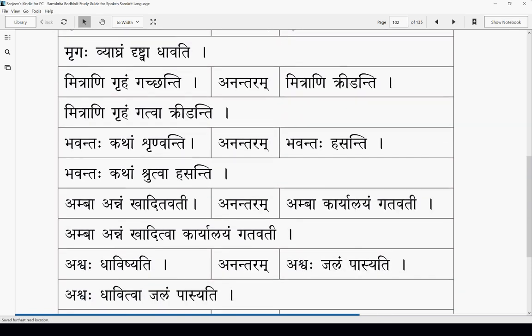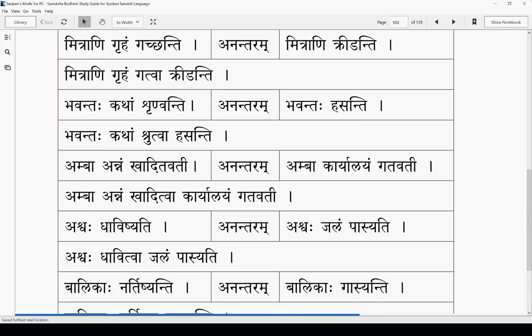Now if you look at another example, I think it is the next one. Yeah. Ashwaha dhavishyati anantaram ashwaha jalam pasyati. Now dhavishyati, pasyati both are in the future tense, bhavishyat kala. Pasyati means will drink. Ashwaha jalam pibati is the present tense, its future tense is pasyati. Ashwaha jalam pasyati means the horse will drink the water in the future here. So we are bringing that here, and dhavishyati we are changing it to dhavitva. Ashwaha dhavitva jalam pasyati. So here the running action is there.